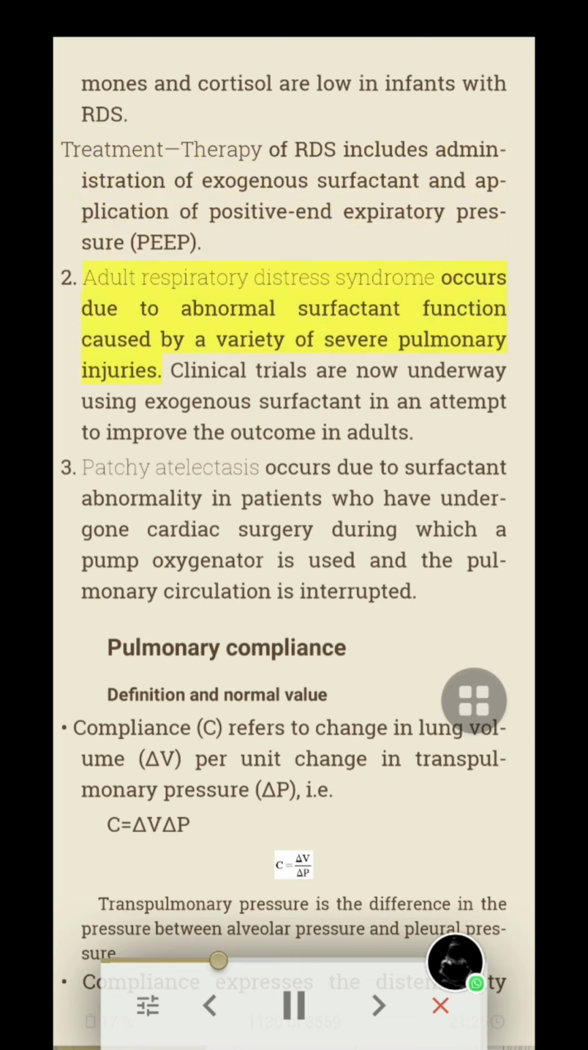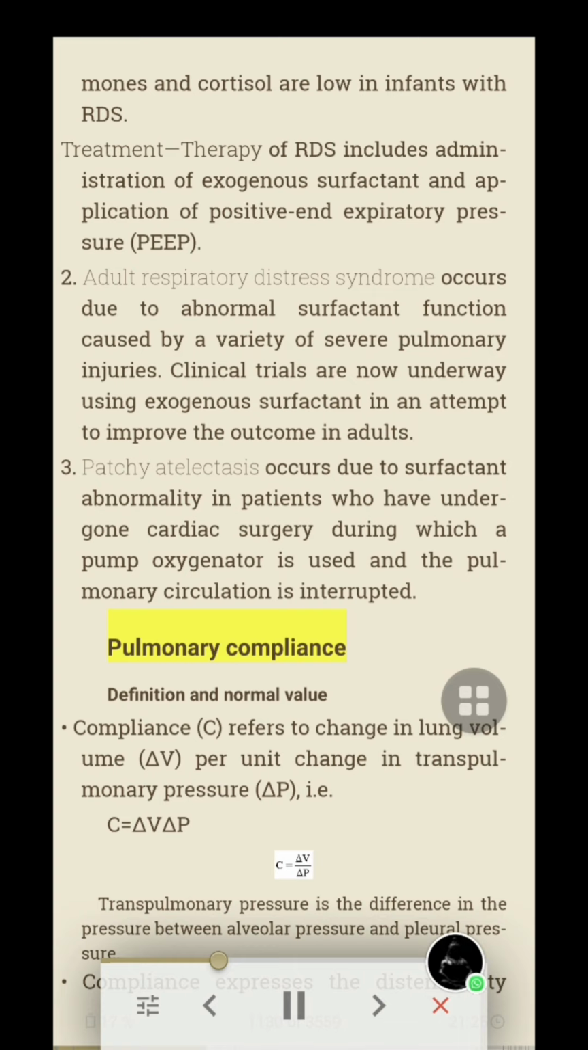2. Adult respiratory distress syndrome occurs due to abnormal surfactant function caused by a variety of severe pulmonary injuries. Clinical trials are now underway using exogenous surfactant in an attempt to improve the outcome in adults. 3. Patchy atelectasis occurs due to surfactant abnormality in patients who have undergone cardiac surgery during which a pump oxygenator is used and the pulmonary circulation is interrupted.